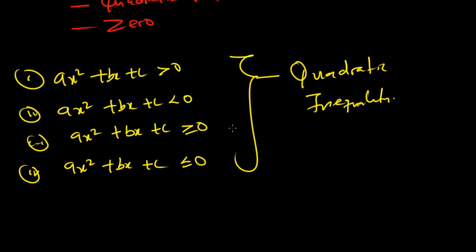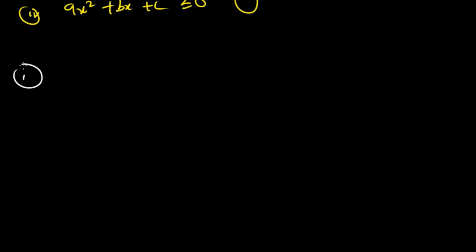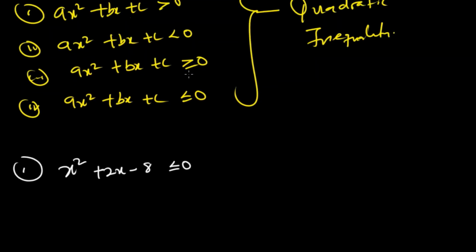Now we're going to be looking at examples on how to solve any of these whenever we have one in our problem sets. In the first example, we have to find the solution to this expression: x squared plus 2x minus 8 is less than or equal to 0. This resembles a quadratic inequality of the last form.